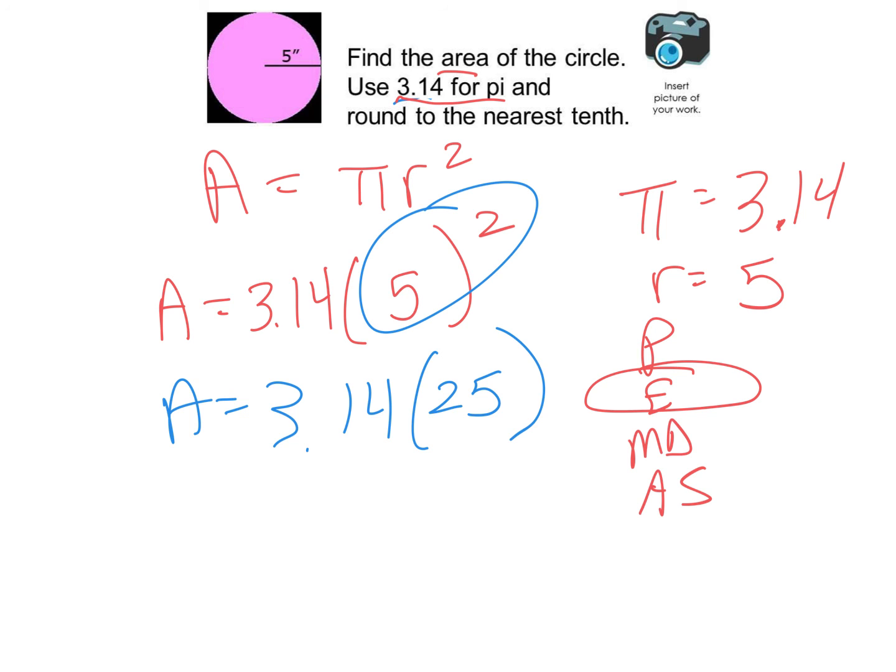I'm using my calculator, and I get area is equal to 78 and 5 tenths. So I'm going to write my answer. These technically aren't story problems, so I'm just going to write my label on here and be done. 78.5 square inches. This means inches, so that's how I knew it was inches. And I had to square it. And that's the end.